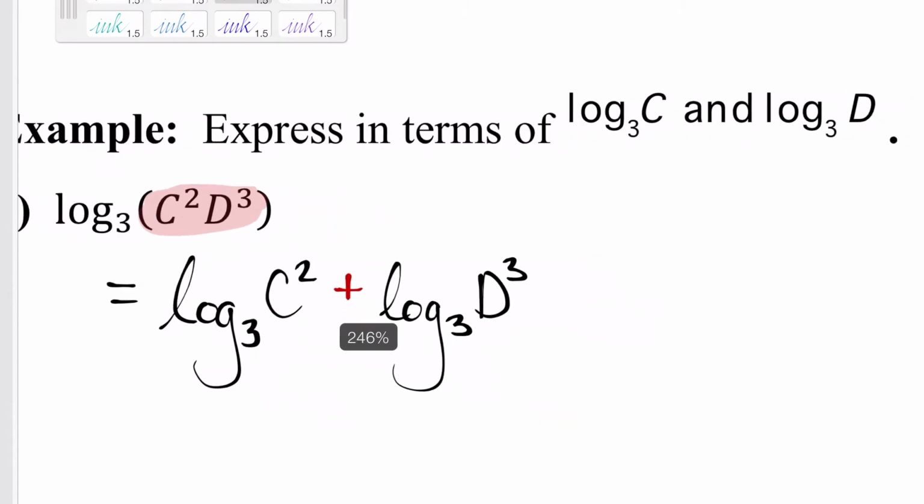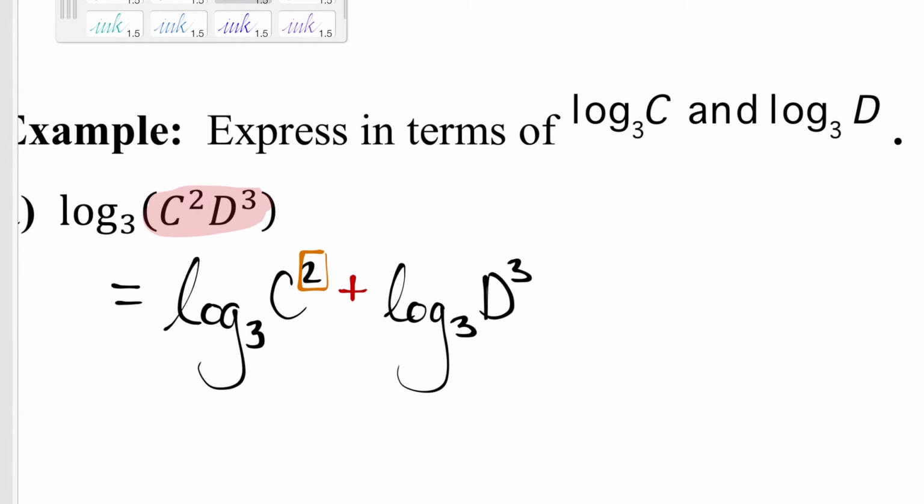I also just want C and D alone inside the logs, so I need to get rid of these exponents. Because they're exponents on the inside, it means they're going to be multiplying on the outside.